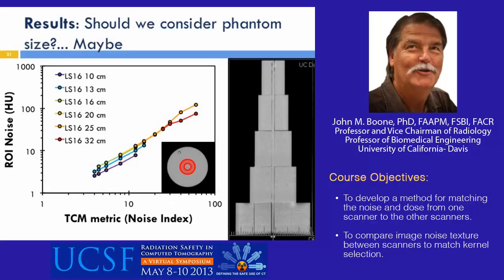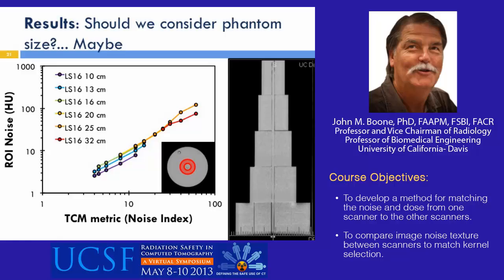But when we look at the ROI noise, the measured noise on the scanner as a function of noise index over a range of different phantom diameters, you can see that this all falls on the same line. Of course, if it was a perfect line, that would show perfect behavior of the tube current modulation scheme, in this case of the GE scanner.